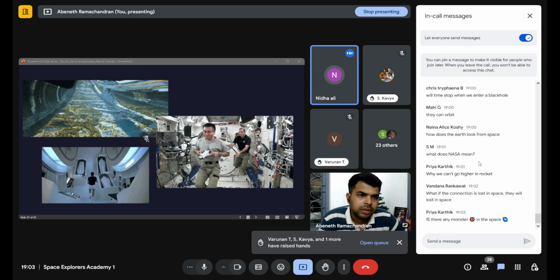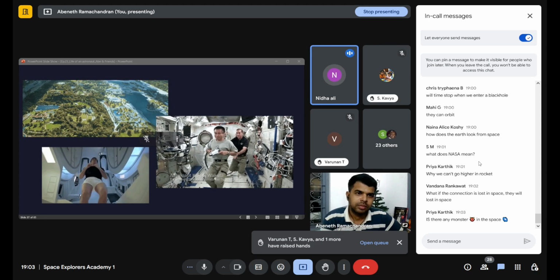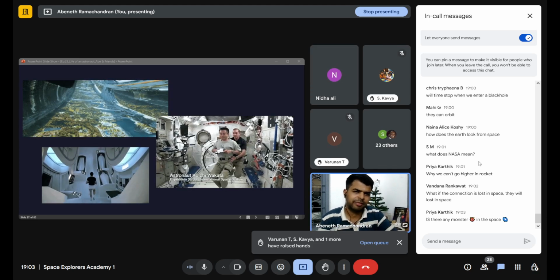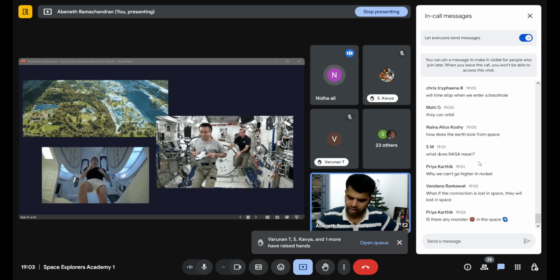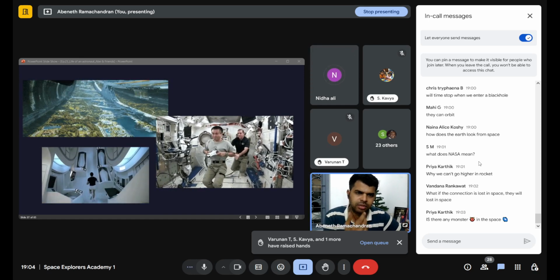But the idea is for the children to just understand briefly. Maybe we could show them some fundamental concepts on how a rocket will be. After this, we have another one hour session. So during that time.